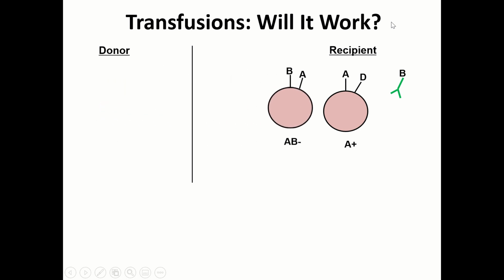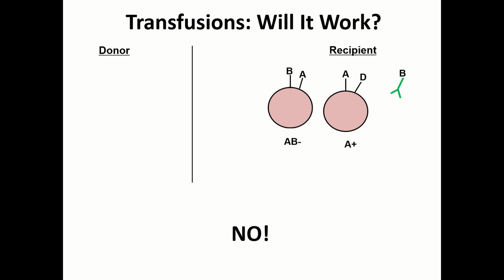So here what you would find is that yes, the B antibodies present here in the recipient will recognize the B antigens on the surface of the donor's cells. A transfusion reaction will occur, so no, this is not going to be considered a successful transfusion.